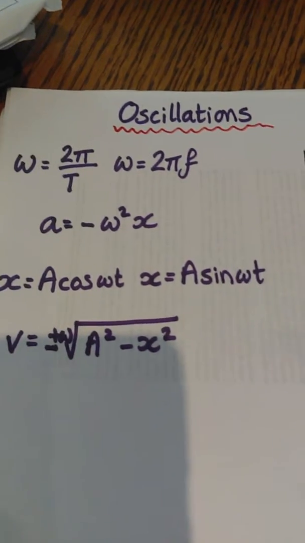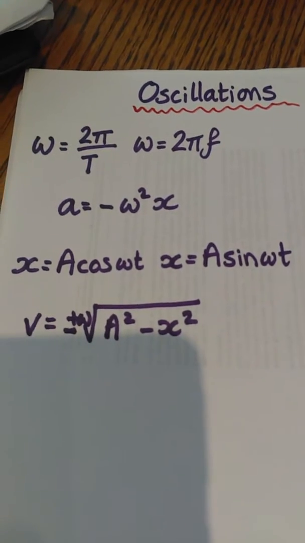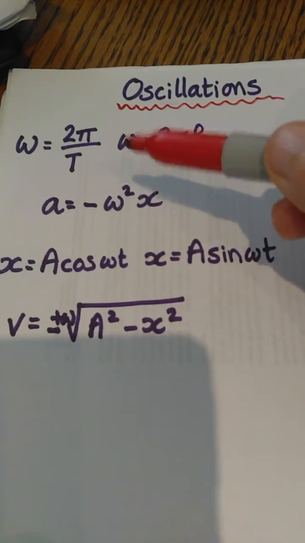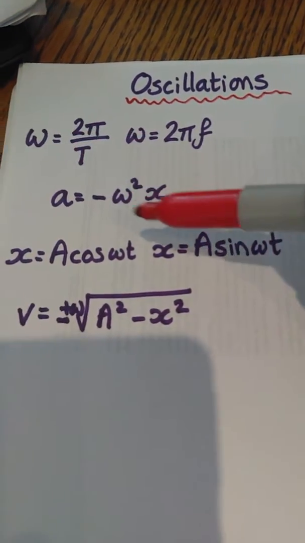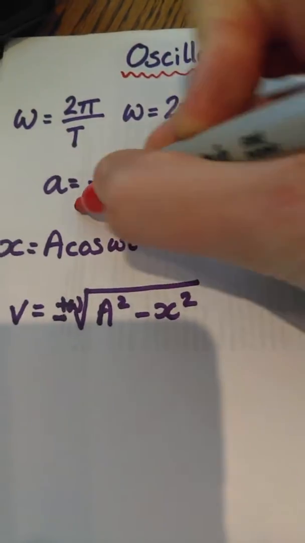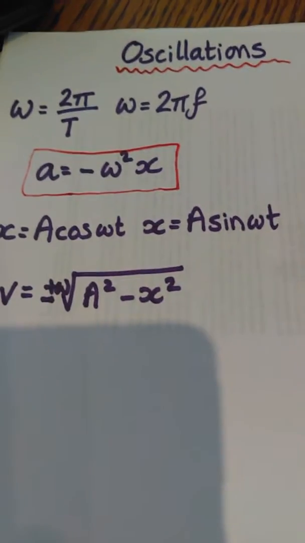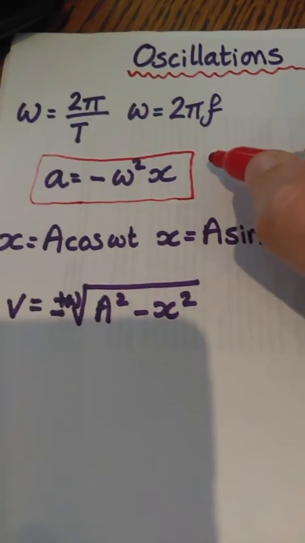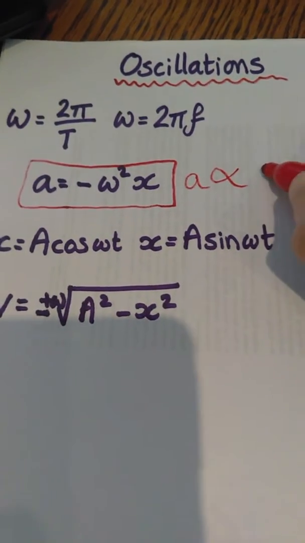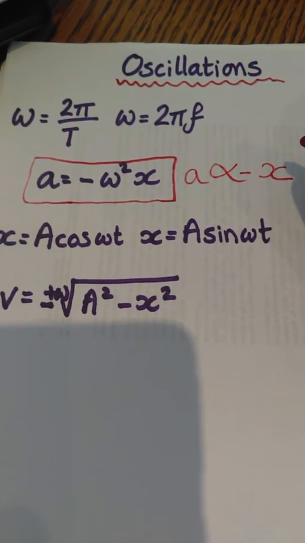Guys, oscillations. We get given these equations in the formula booklet. So normally you're just finding omega, angular velocity, so that you can use these in this equation here. Now this equation is important because it describes simple harmonic motion. Simple harmonic motion is when a, acceleration, is proportional to x, which is displacement, but in the opposite direction.